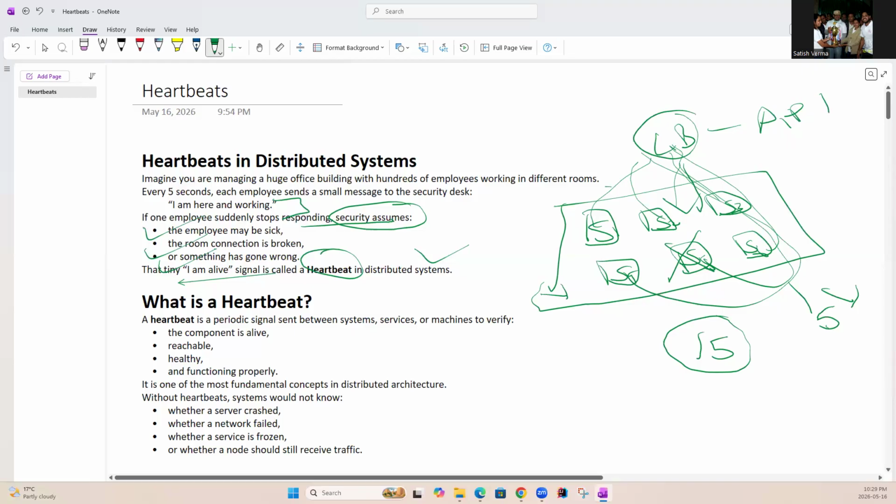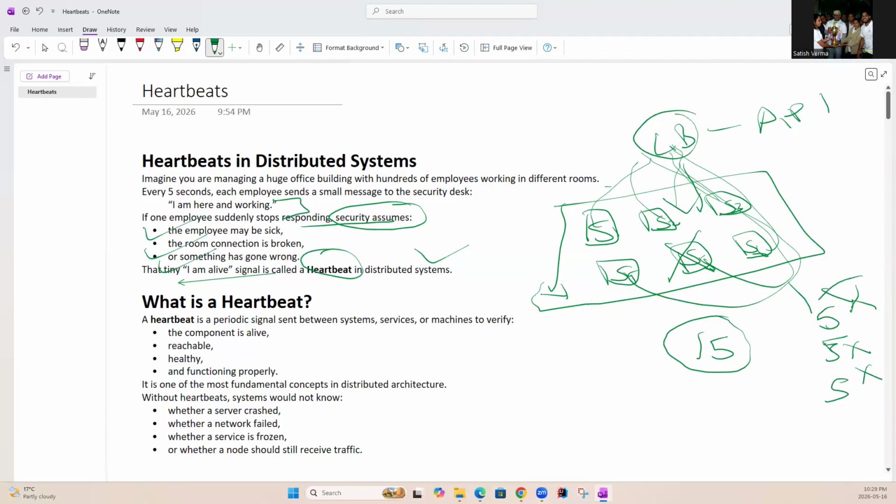One time no. After 5 seconds, again no. After 5 seconds, again no. What does that mean? Server 5 is dead. So after three retries, or whatever we set, we assume server 5 is dead. So traffic will not be sent to server 5, or we'll do whatever we need to. This is a very simple concept but very important.